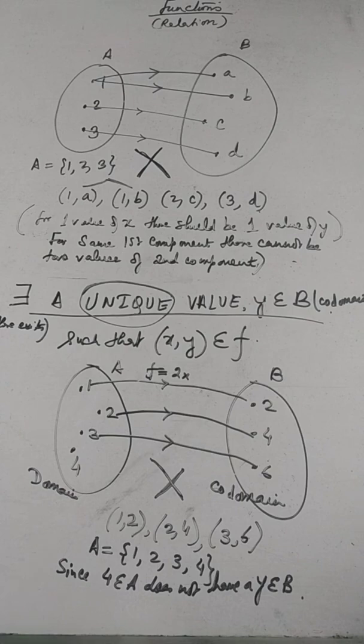This is also not a function because we are not getting a single value of y for a single value of x. For every value of x, there should be only one value of y. There cannot be two values of y. So this is another situation where this relation will not be considered a function.